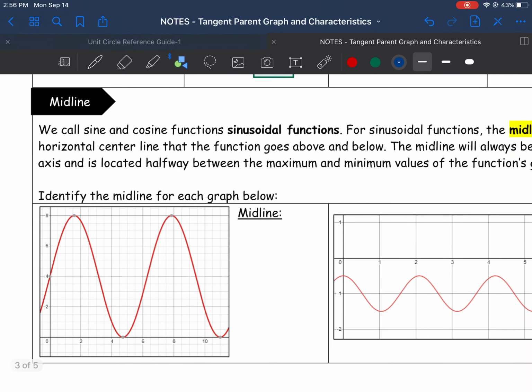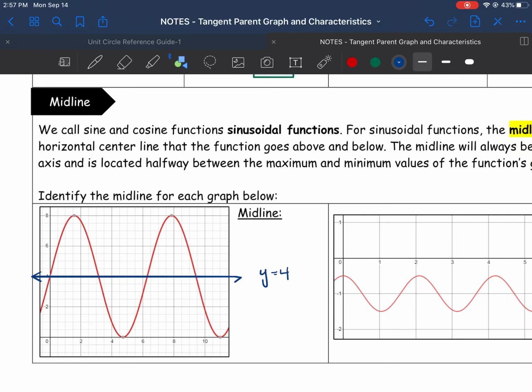I can see that my maximum value is occurring here where the y value is 8, and I can see the minimum value is occurring here where the y value is 0. So halfway between the maximum and minimum values, halfway between 8 and 0, would be 4. So I'm going to draw a horizontal line, and the equation of this horizontal line is y equals 4.